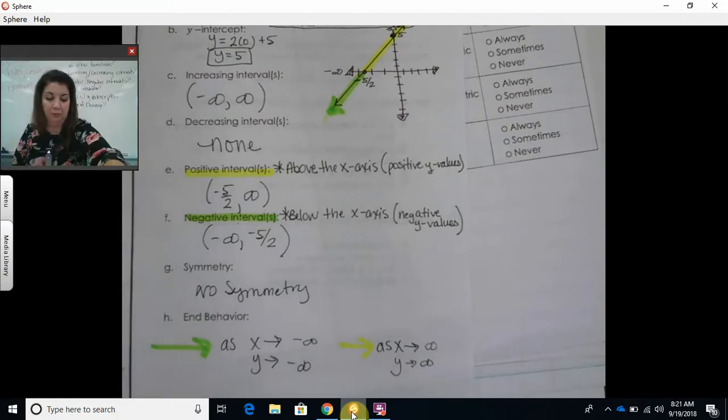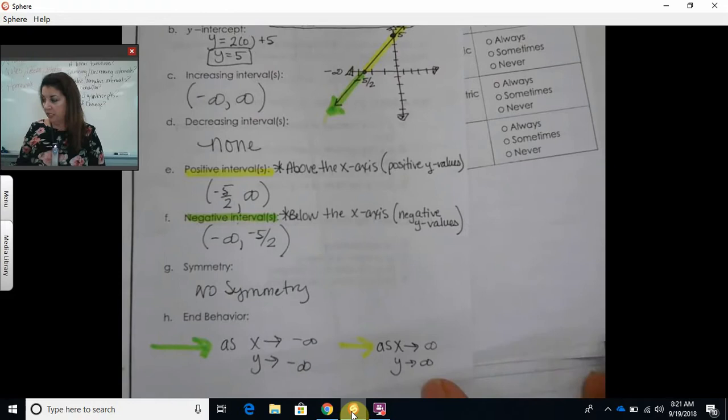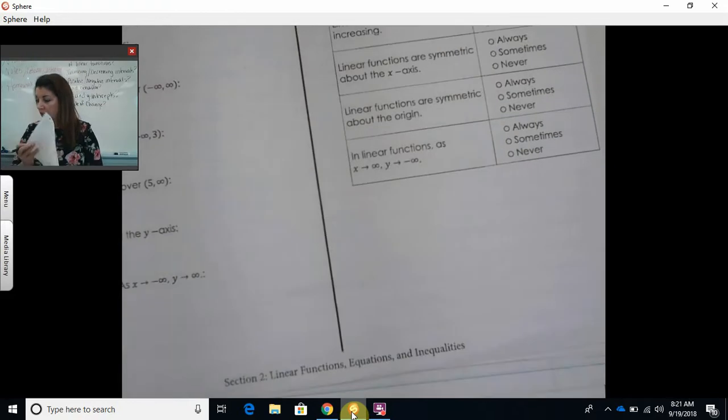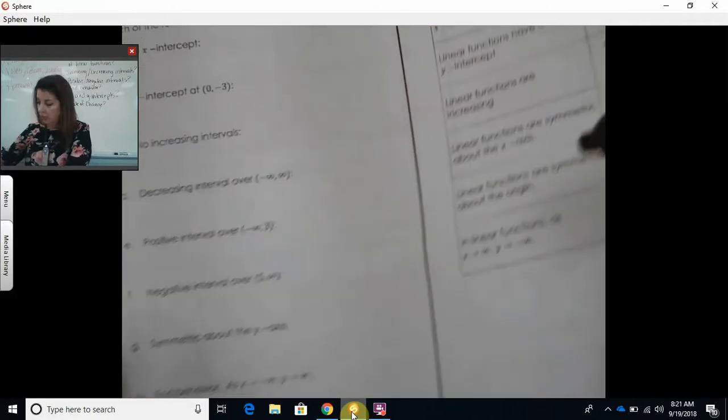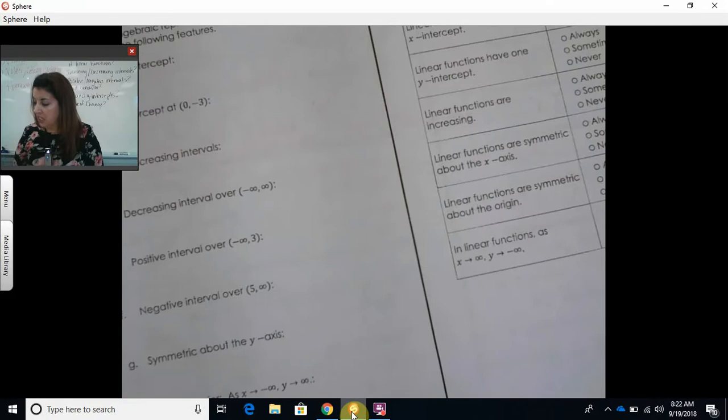Okay. Anybody have any questions before I turn my page? Last page. There's a little 42 down the bottom corner. Make sure you're in the right spot. 42. Give an algebraic representation of a linear function for each of the following features.